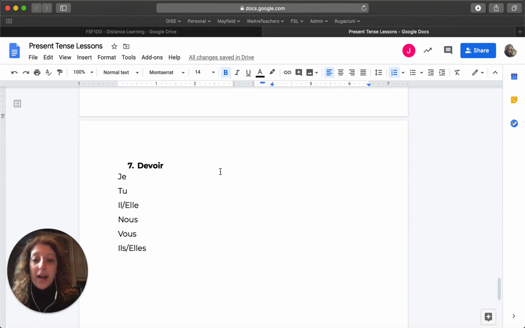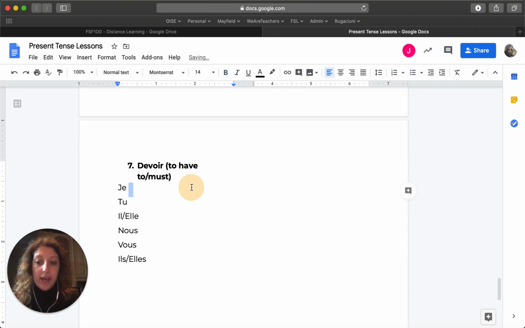And then devoir means to have to or must. Like I must do something, okay? So we have here je dois. This is kind of similar to faire and how it conjugates at the end. Tu dois and il and elle doit. Nous devons. Vous devez. And ils and elles doivent. That's a tricky one at the end too.